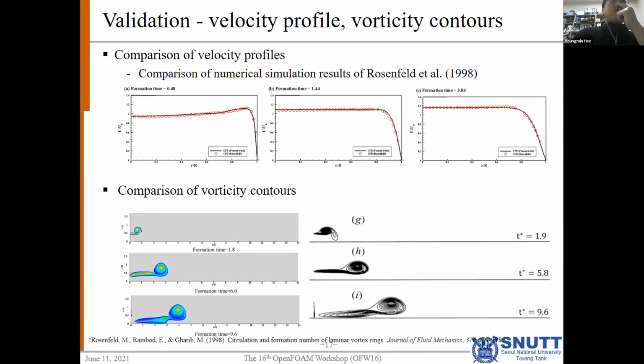I also compared the velocity profile at the piston exit, which was in good agreement with the numerical simulation result of Rosenfeld et al. And I also compared vorticity contours with numerical simulation results of Rosenfeld et al.